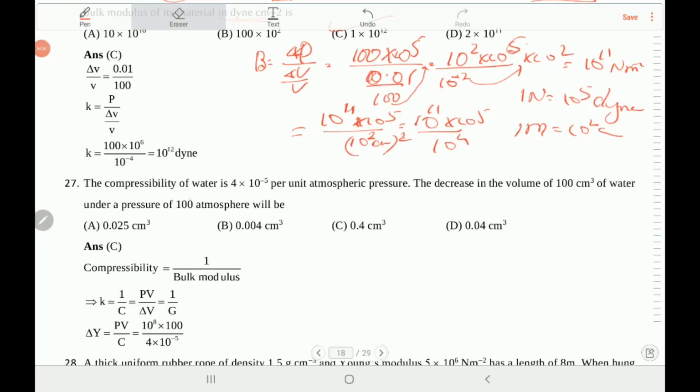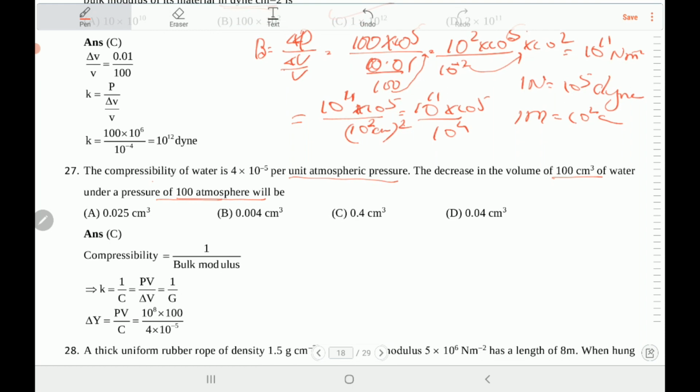Next one, the compressibility of water is 4 × 10^-5 per atmospheric pressure. The decrease in the volume of 100 centimeter cube of water under pressure 100 atmosphere will be. Now, pressure is 100 atmosphere, volume is 100 centimeter cube, and compressibility is given. What compressibility is has already been explained. It's nothing new. You can analyze here itself. Compressibility is the reciprocal of bulk modulus. So K is 1 by B, bulk modulus.